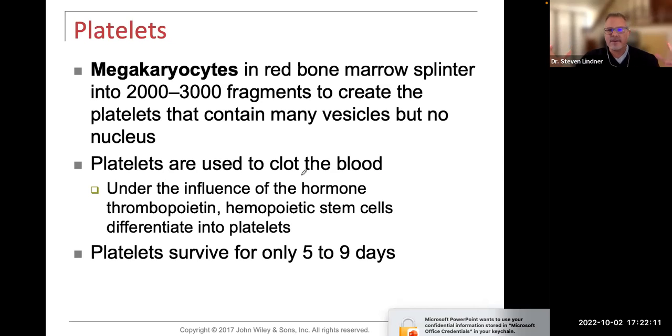The megakaryocyte, that's the one I mentioned in an earlier video. Think of a large plate of glass that you drop, and the glass breaks into thousands of fragments, but with no nucleus in those fragments. These are platelets. The platelets don't live for a long period of time, about 5 to 9 days, but platelets are involved in forming a clot.